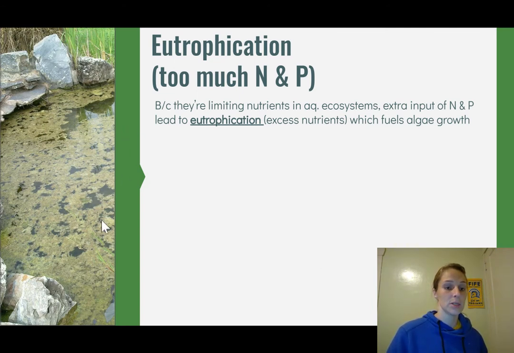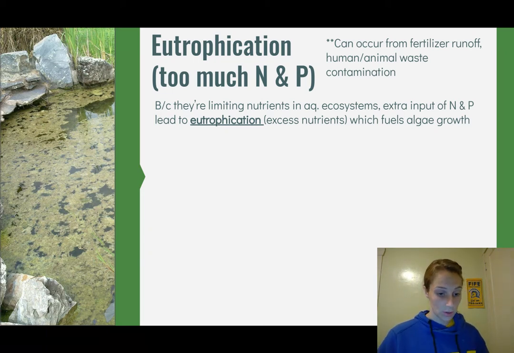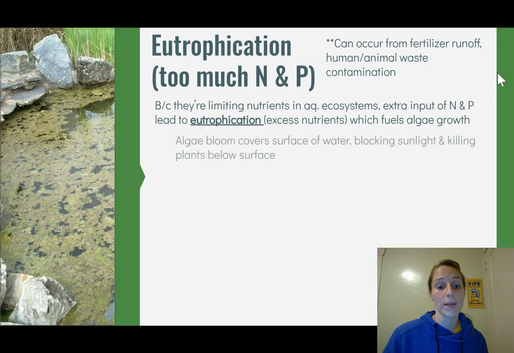As you see in this image, that's a lot of algae growing on top. Now, this can occur from fertilizer runoff or also from human and waste contamination. So this is why it is important to consider some of the runoff that can be going into the water, because if a lot of fertilizer is going into the runoff, then eutrophication can be happening in local waterways.